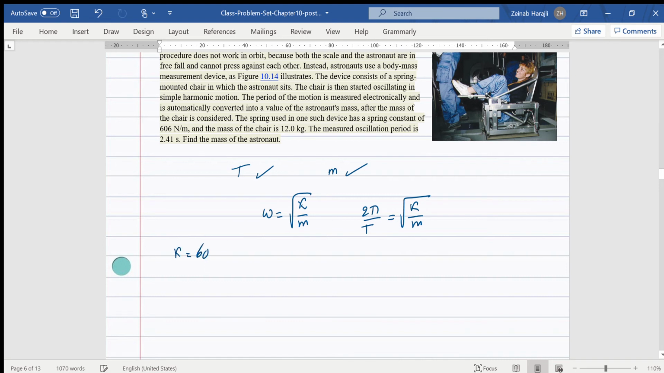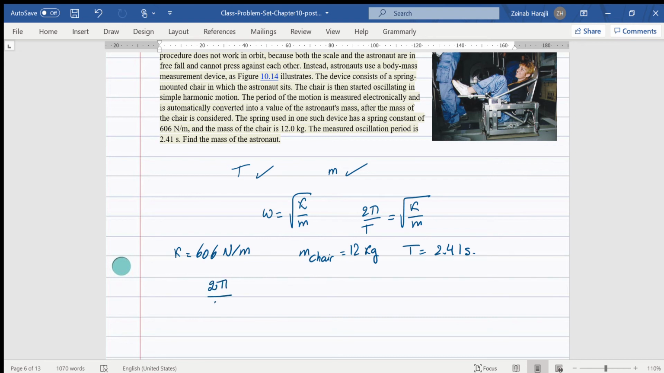They told us that in this example, we have a spring of constant 606 newtons per meter. The mass of the chair is 12 kilograms, and the period was found to be 2.41 seconds. And we want to find the mass of the astronaut. Of course, we just substitute all the values we have here.